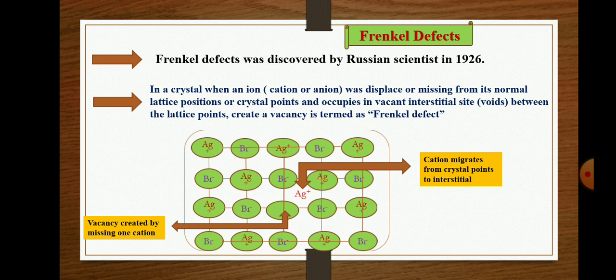So we have to see that cations, that is silver ion, migrate from crystal points to interstitial. Due to this, very interestingly, it creates a vacancy due to this one atom, and this defect is called Frenkel defect.